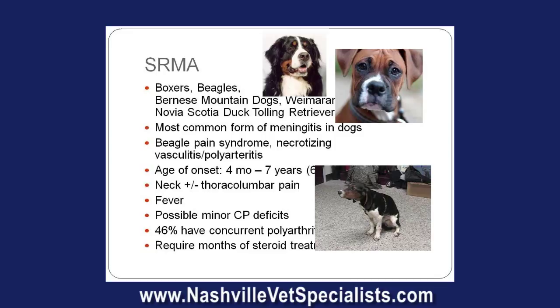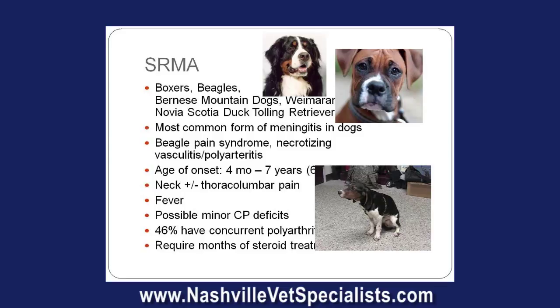So to start with, steroid responsive meningitis arteritis is the most common form of meningitis that you're going to see in dogs. This is typically a disease in young dogs, usually under a year, but there is a definite range. I think of this as involving the three Bs: Beagles, Boxers, and Bernese Mountain Dogs. I've seen it in Labs and Weimaraners, so other dogs, but it's most common in young, large breed dogs. Some other names it's been called are Beagle Pain Syndrome. You might read about it as necrotizing vasculitis, polyarteritis.